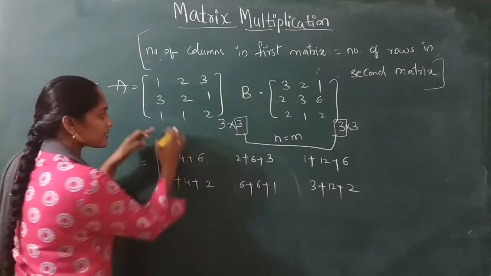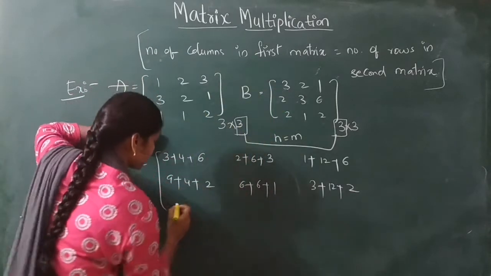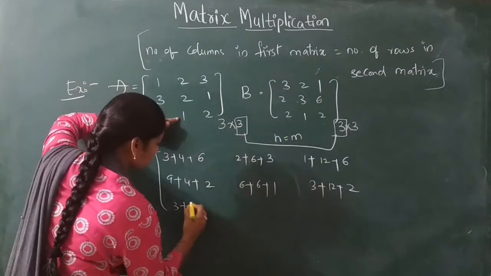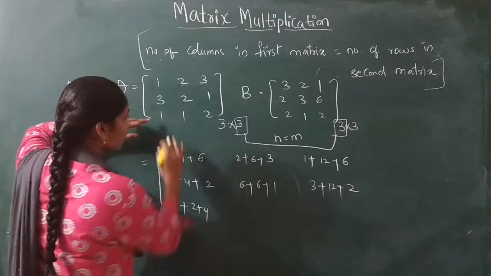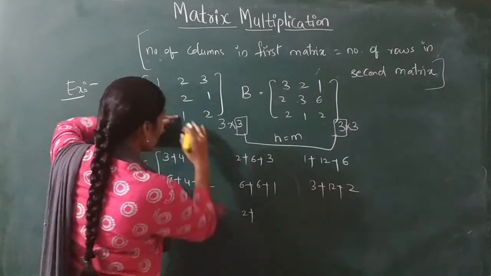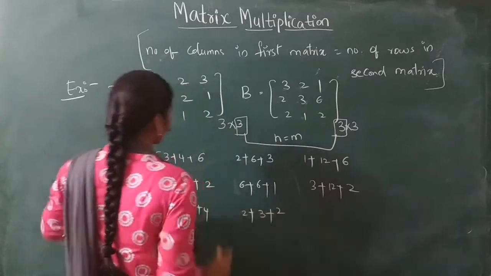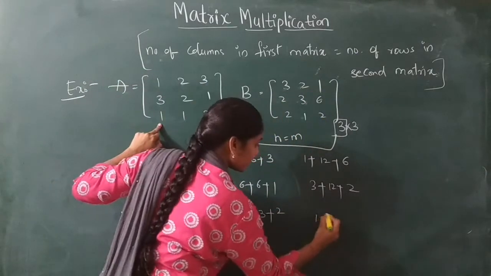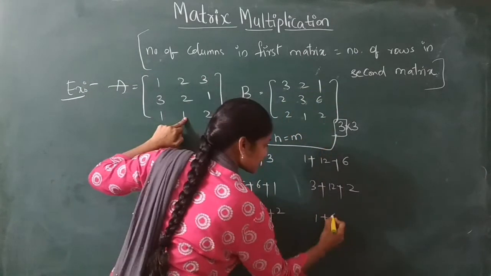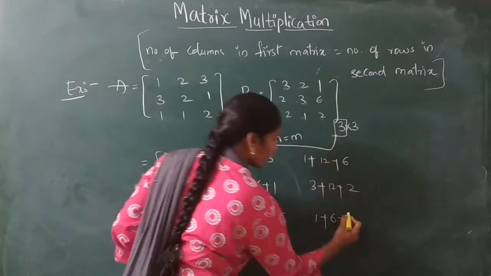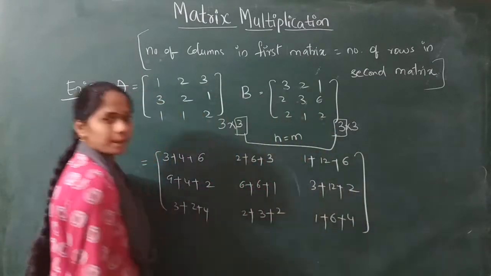So the remaining one is the last row. Now this 3 plus 2 plus 4. Now this is 2 and this is 3 plus 2. Now again 1 plus 6 plus 4. So this is your row.